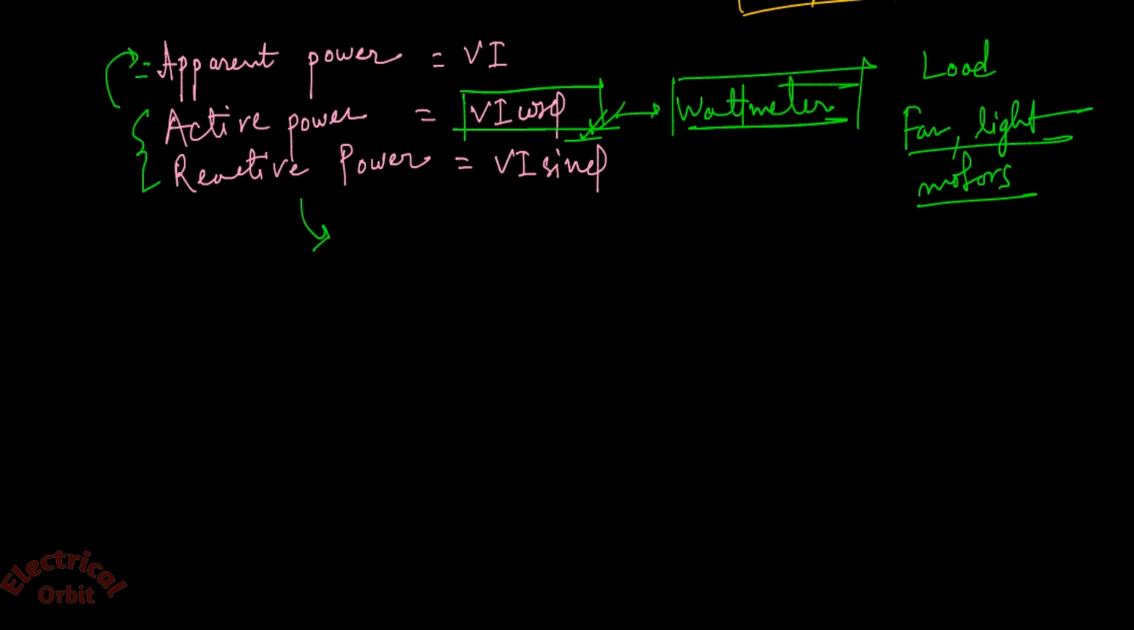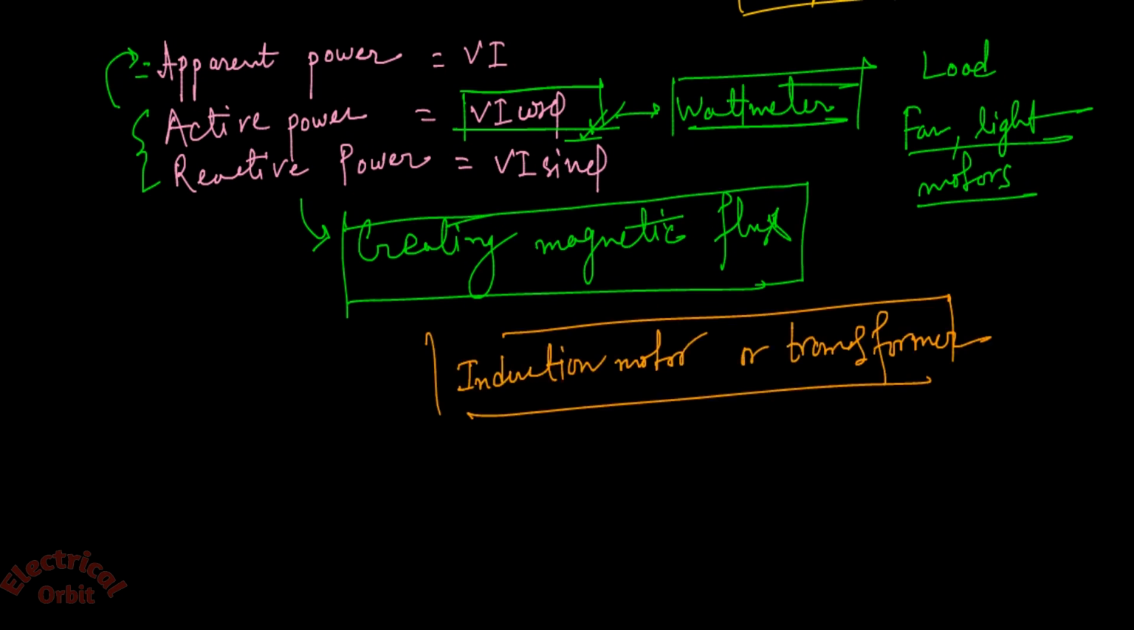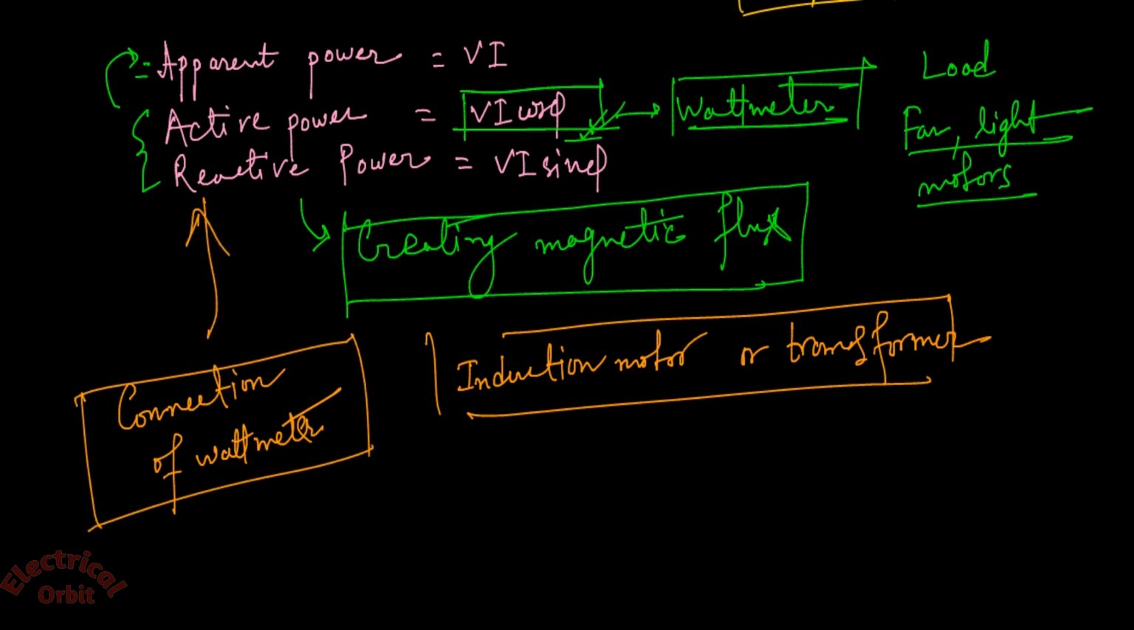Reactive power is mainly used for creating magnetic flux, which is a very important thing in an induction motor or transformer. So I think the concept is almost clear to you about the necessity of power as well as its measuring technique using a wattmeter. It is not that we can't measure the reactive power. There is a small change in the connection of the wattmeter, and we can measure the reactive power also. So in the next lectures we will understand the different aspects of wattmeter and power measurement. Thank you.